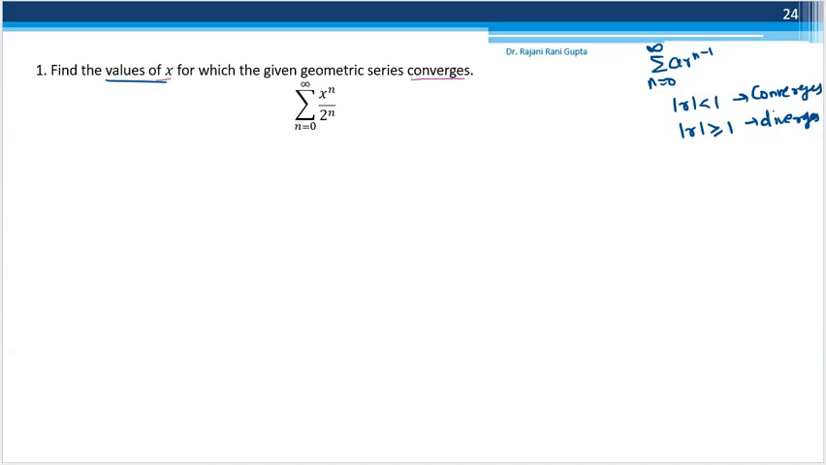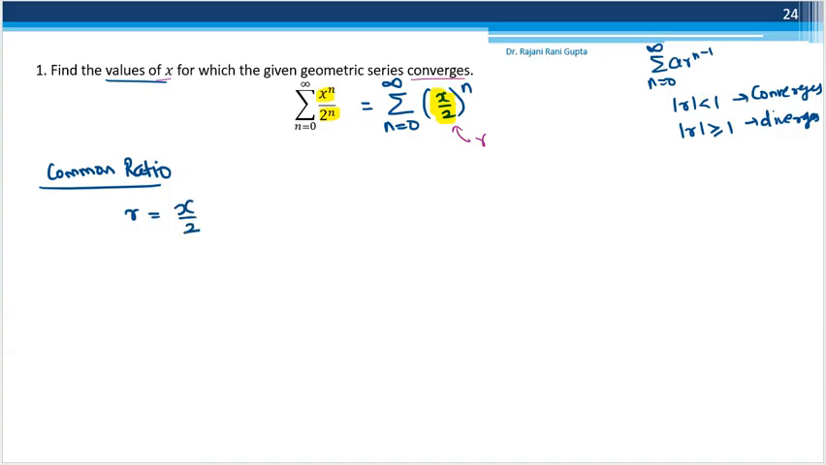So let's first check the value of r. So this is x to the power n over 2 to the power n. We can rewrite it as the summation n from 0 to infinity of (x over 2) to the power n. So this gives you the value of r, the common ratio, as x by 2. So we have our common ratio for this series, which we denote by r, as x over 2. As per this rule, the series converges if the absolute value of r is less than 1.